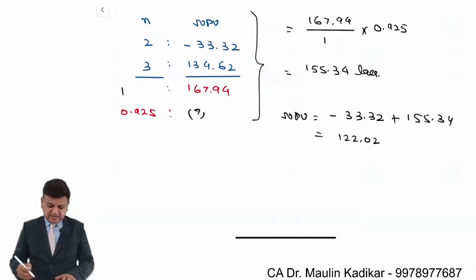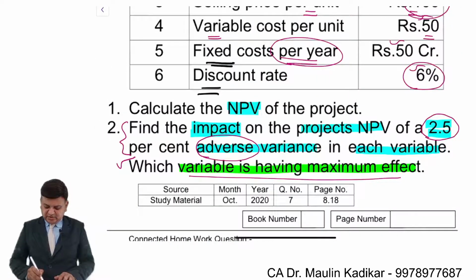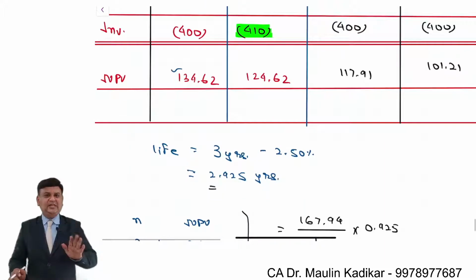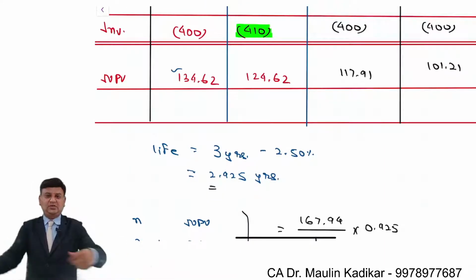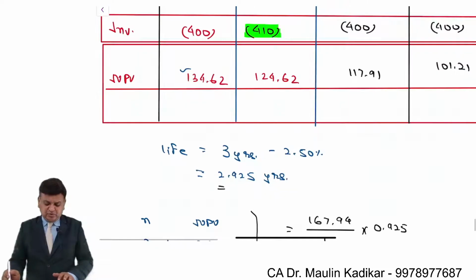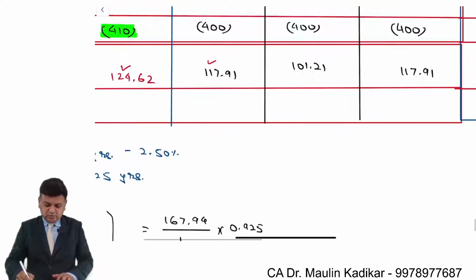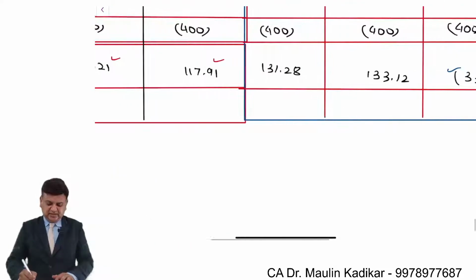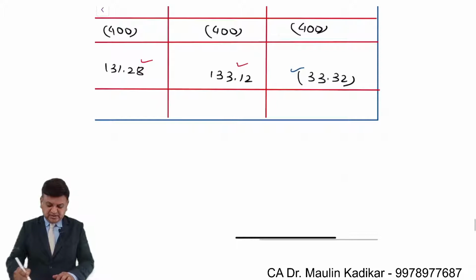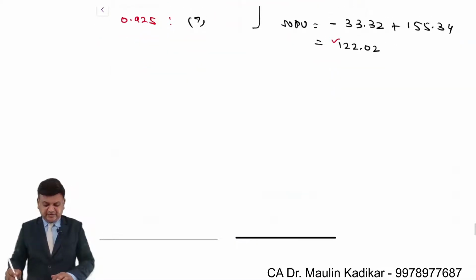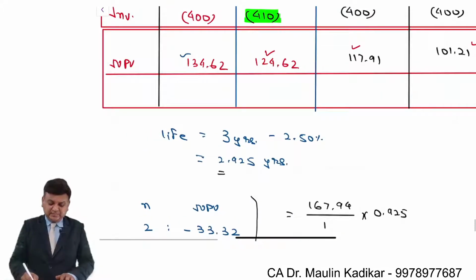Okay. Now the question speaks that which variable is having maximum effect. That's very simple to answer. We know that every time we have thought about the adverse change. So every time NPV is bound to reduce. 124, 117, 101, 117, 131, 133 and 122. Every time NPV is reducing in comparison to 134.